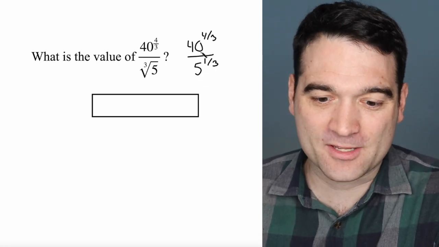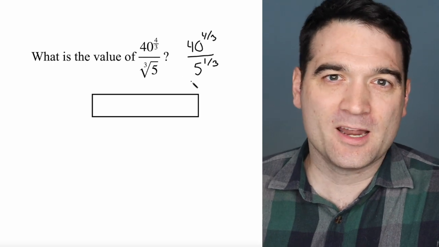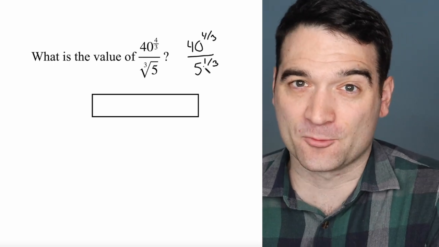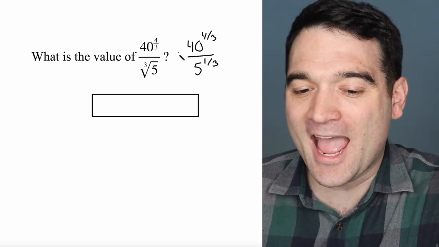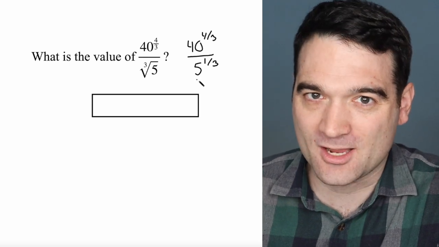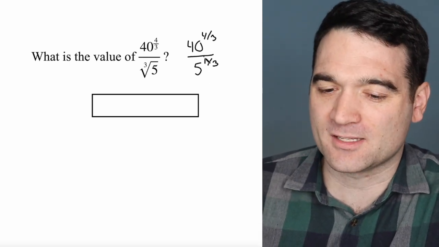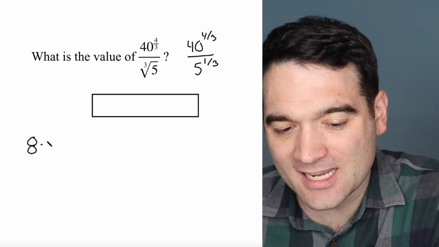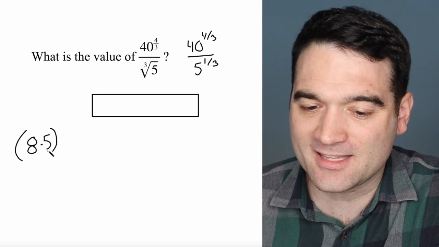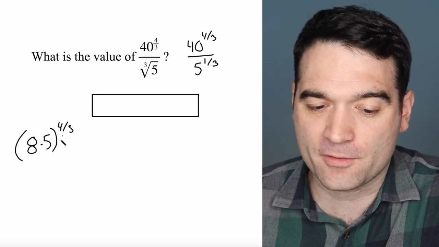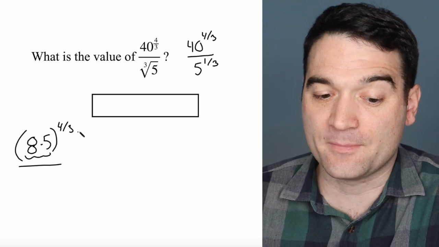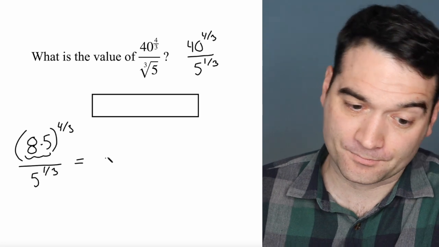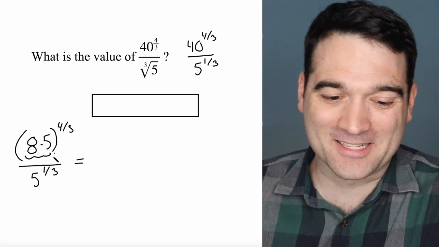Okay, so now it's just an exponent question. But an important precondition for using all of our fancy exponent rules that you may or may not know is that we have to have the same base, right? We can't do anything unless we have the same base. So I'm going to break 40 up into, ready for this, 8 times 5, right? That's 8 times 5 to the power of 4/3. That's 40 right there. To the power of 4/3 over 5 to the power of 1/3. And now we're getting somewhere.